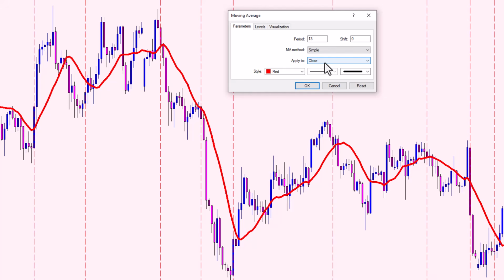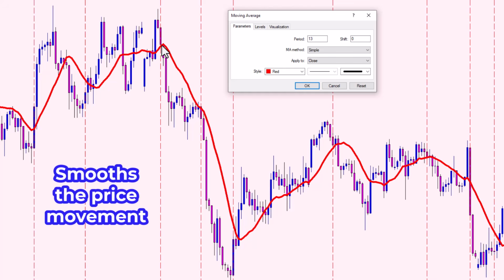So what that means is that the value of the moving average is determined by the previous 13 candles backwards, and the indicator will calculate the closing values of those 13 candles, and then that will be the value of the actual moving average. And the main idea here is to see the main movements within the market.